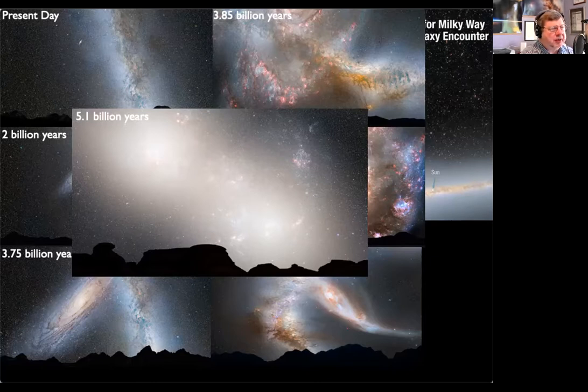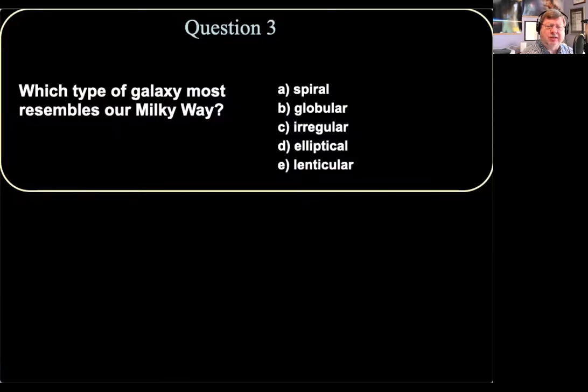Because remember, the galaxies are a factor of 10 to 1 apart from each other. Stars are a factor of 10 million to 100 million to 1 apart from each other. In typical galactic collisions, no stars collide. There's just too much space. No stars collide.